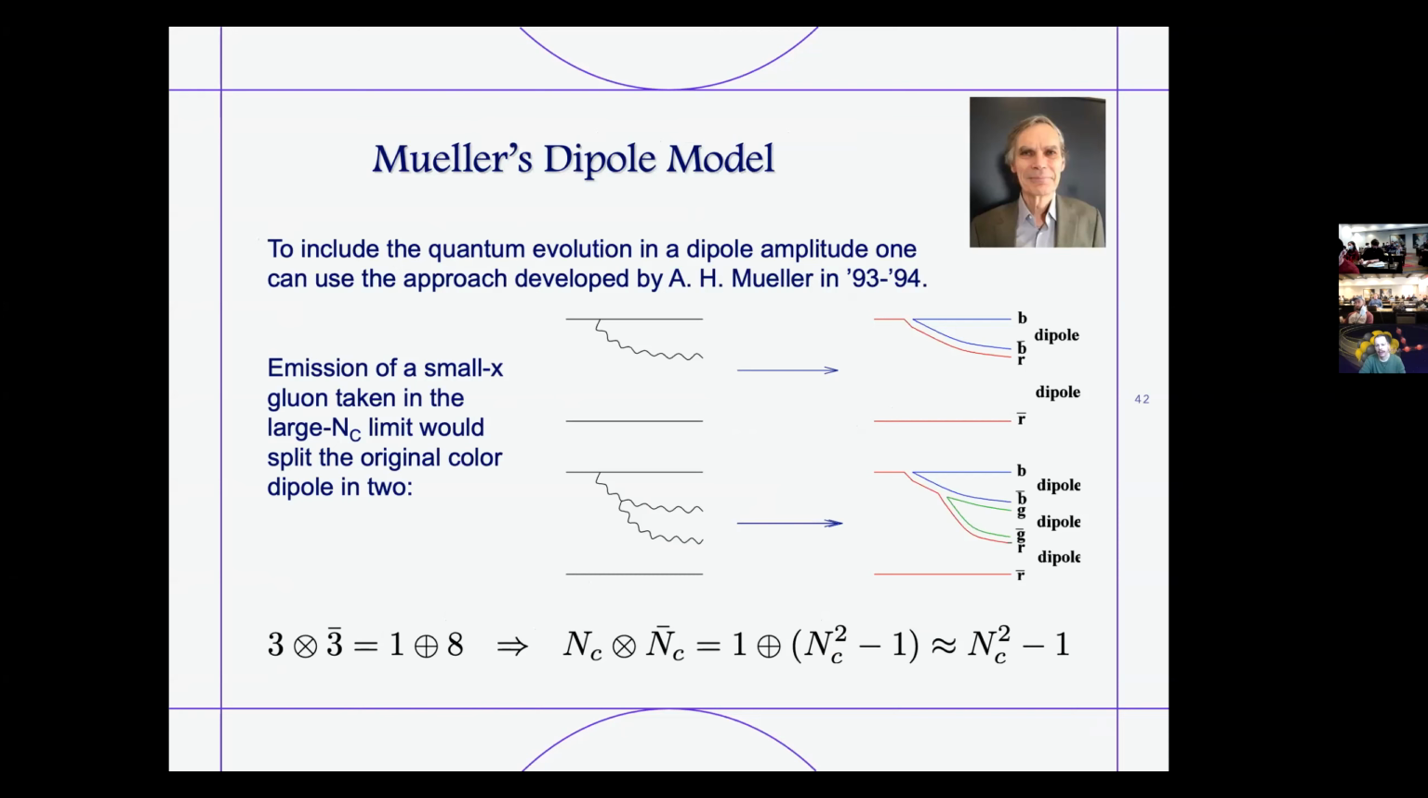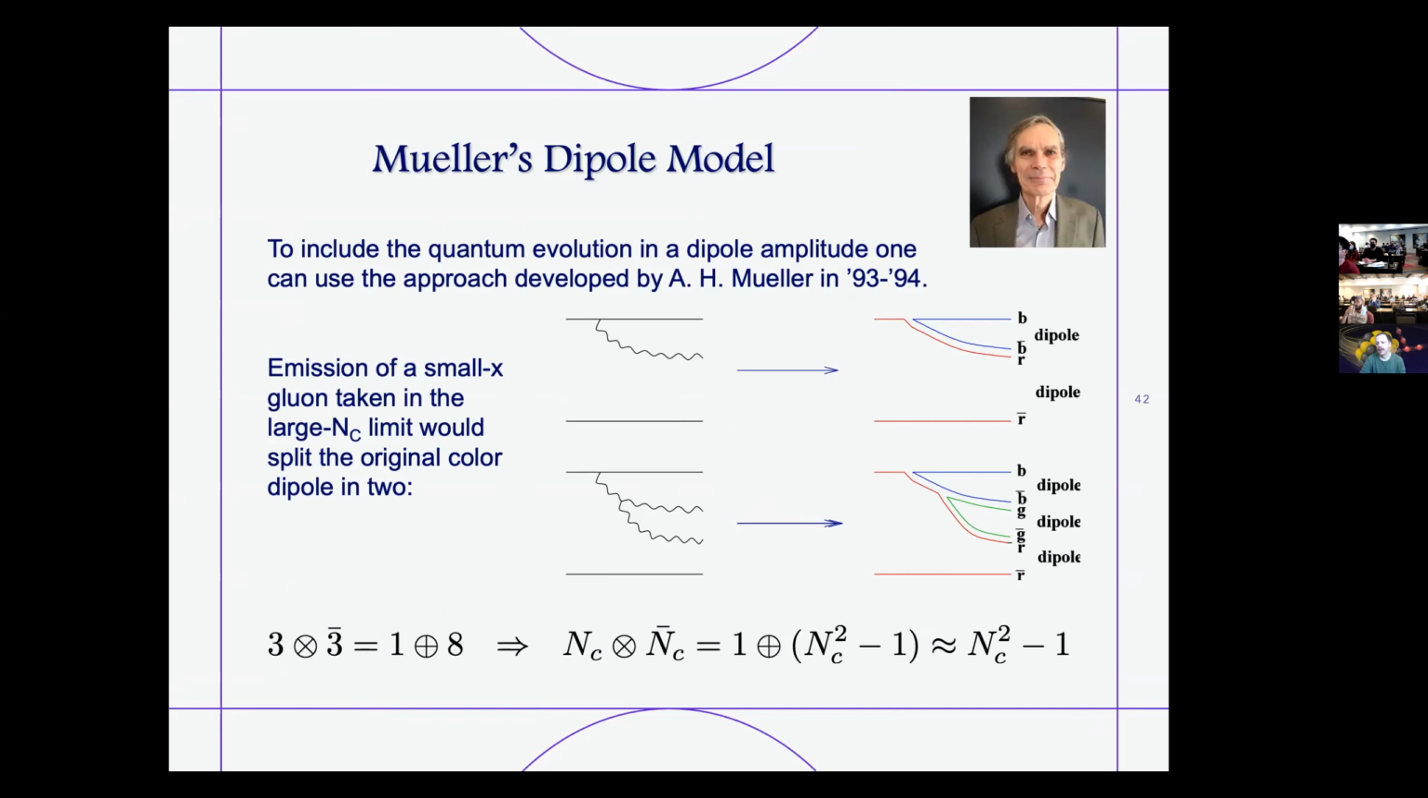Okay, how do you sum up a cascade of gluons, just an avalanche of gluons? Well, it's not easy to do exactly. So one trick which allows us to resum this cascade goes by the name of Mueller's dipole model, invented by A. Mueller back in the early 90s. And it says that you have to take a large NC limit.